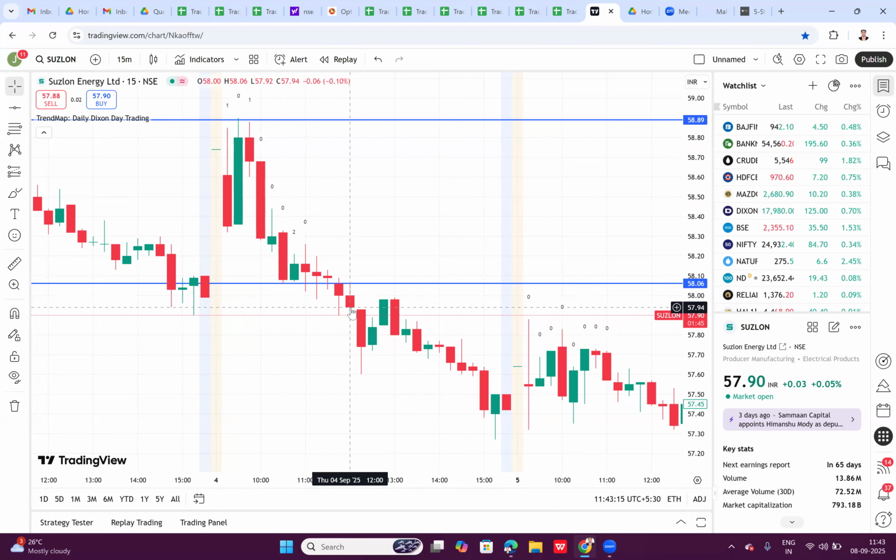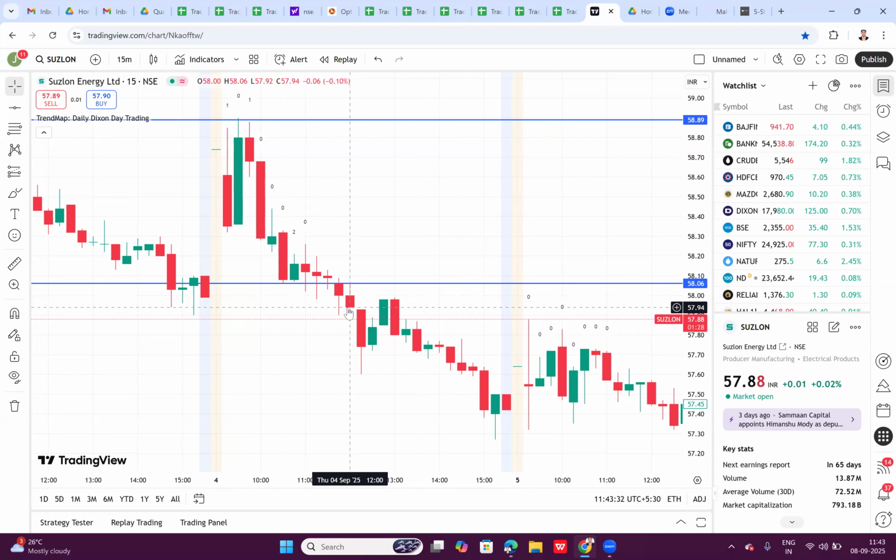So in Dixon, we have to select a strike price which has a premium of approximately 200, and after entry the first target is 30 points. The first half quantity we have to book at 30 points, and the remaining half quantity we have to hold till 3:15 p.m. Okay, same and same.